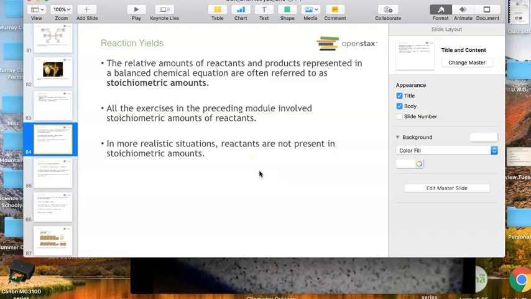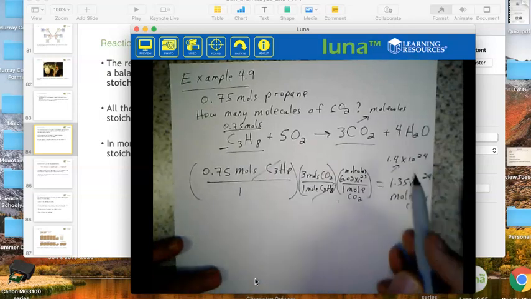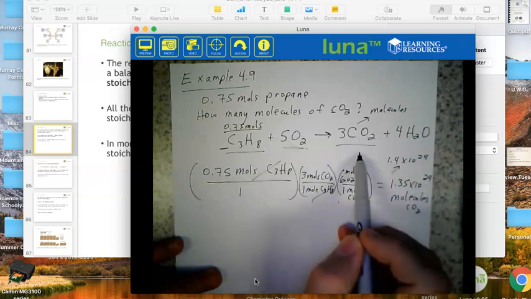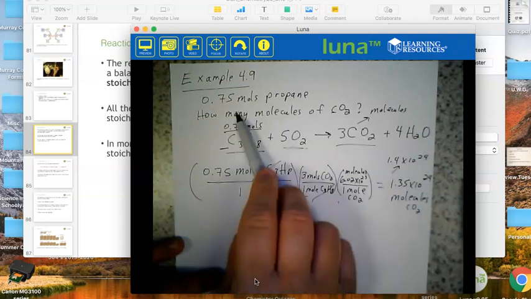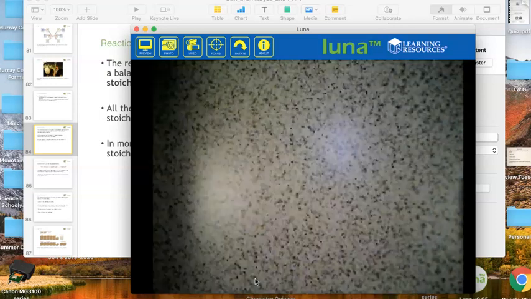All the exercises in the preceding module involved stoichiometric amounts of reactants. In more realistic situations, reactants are not present in stoichiometric amounts, meaning that we assumed that we had enough of the other reactant, when in fact it's possible that, for example, in this calculation, our whole assumption is we had enough O2 to produce this amount of CO2. Okay, they gave us the moles of propane we started out with. We figured out how many molecules of CO2 we made, but again, we assumed we had enough O2.